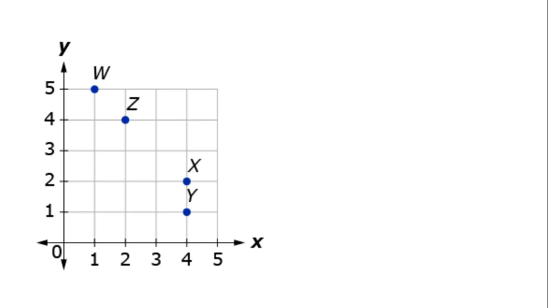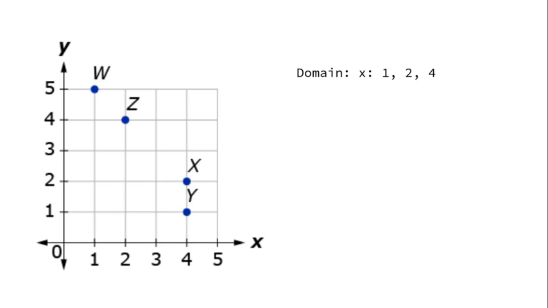So the first point we have here is w, and that is 1 for the x value. Then we have z, which is 2. And then we have 2 points that both lie at 4 on the x-axis. So the x values of the points plotted here on this coordinate plane are 1, 2, and 4. So we're going to write our domain simply as 1, 2, and 4.